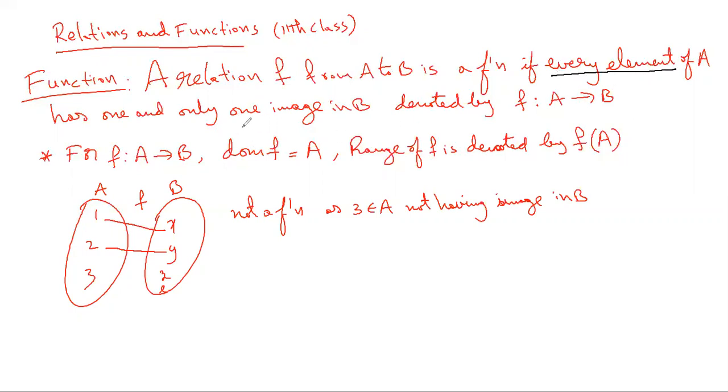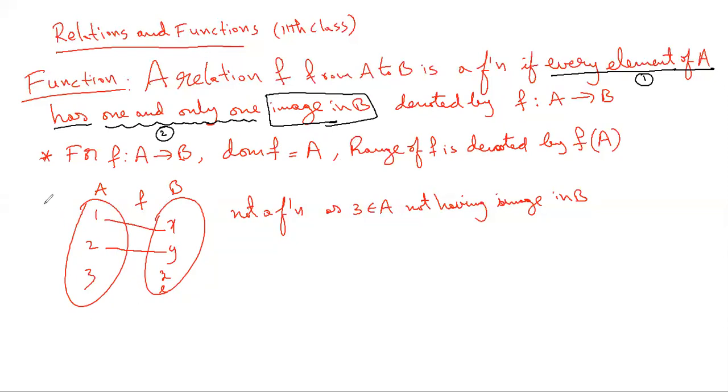every element of A has an image. Every element of A has an image in B is the common part. This is the first condition. And one and only one, this is the second condition. For the first condition and second condition, this part is common, image in B. Every element of A has an image in B. That's the first condition. The first condition is failed. That's why it is not a function.